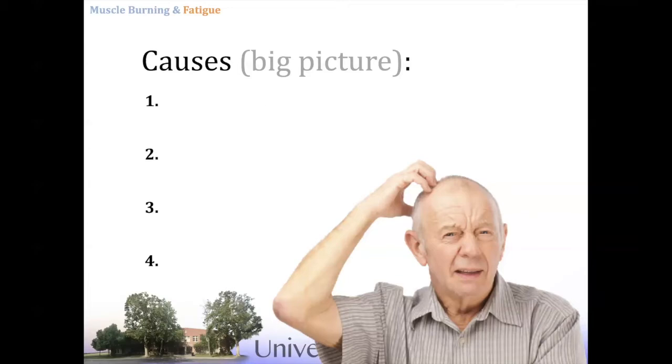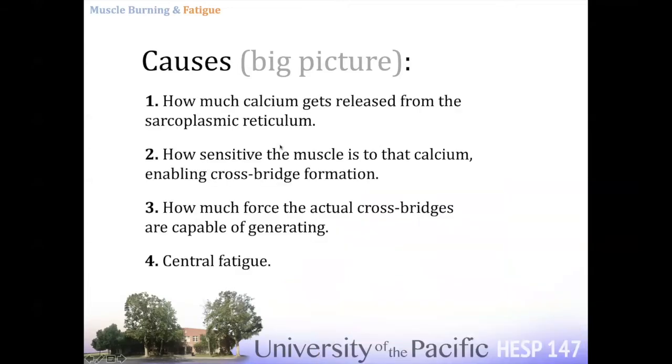So, the big picture causes of fatigue. One of them is how much calcium gets released. You need calcium to depart the sarcoplasmic reticulum. You need a big exodus of calcium so it can bind to the troponin C. It actually does need to bind, right, to the troponin C. Then there's how sensitive the muscle is to calcium, because stuff can mess that up. And then how much force the cross bridges are making, stuff can mess that up too.